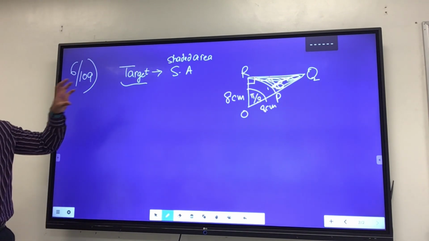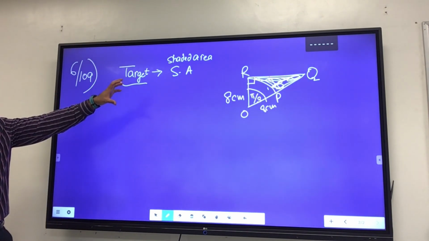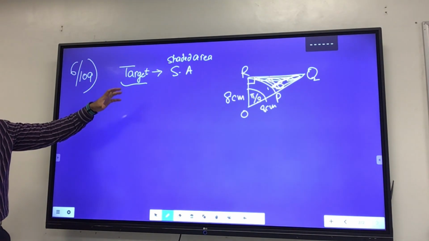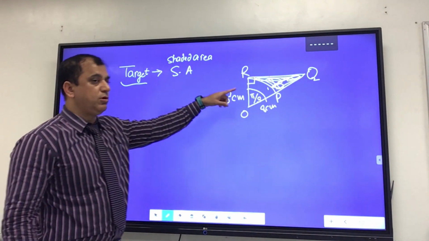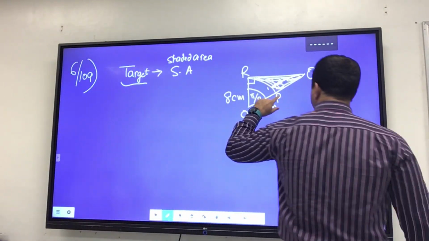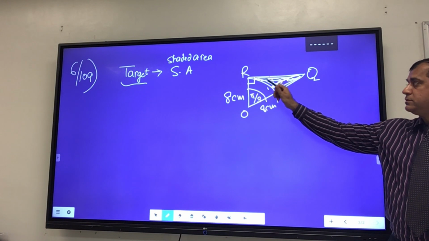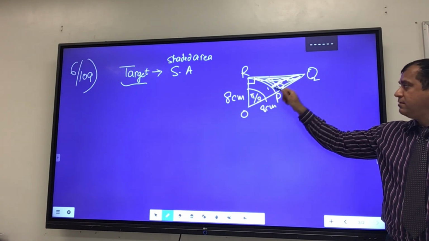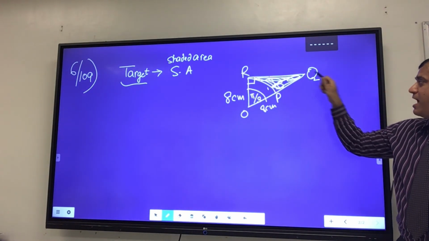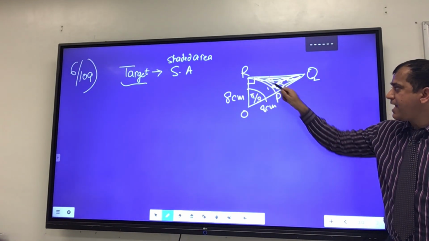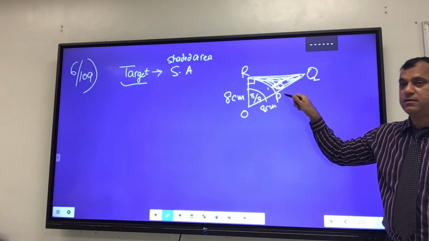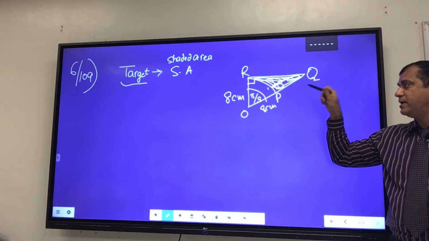Look at this diagram carefully. Risa, let me know, shaded area is equal to the subtraction of two areas. What are these two areas? Risa? Triangle's area, which is triangle ORQ, minus sector area, ORP is a sector. If you subtract them, you get that shaded area.